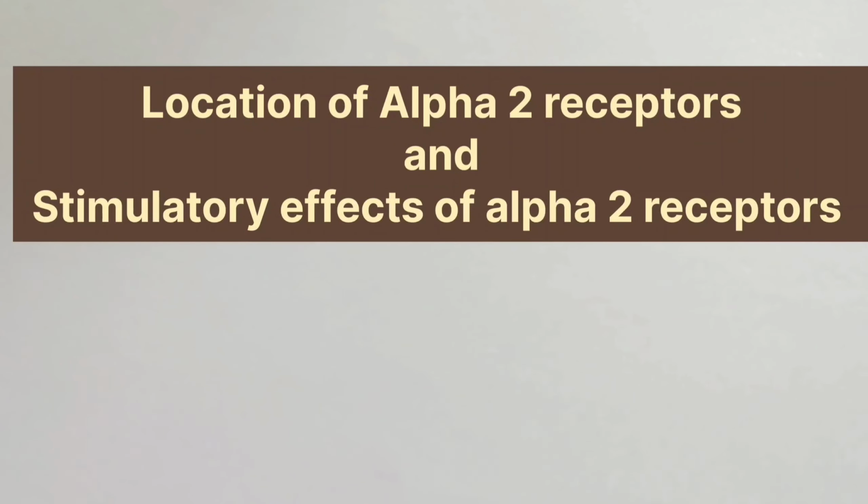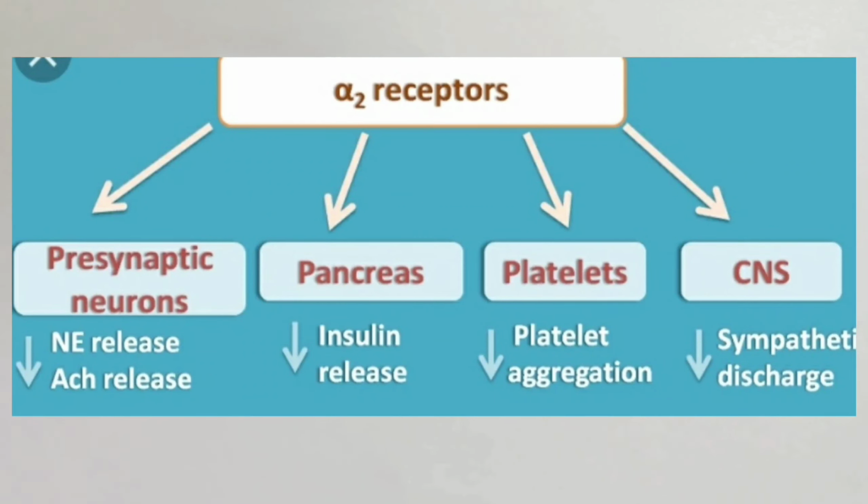Location of alpha 2 receptors and stimulatory effects of alpha 2 receptors. The actions of alpha 2 receptors are mostly inhibitory in nature. Alpha 2 receptors are present in the presynaptic neurons, where they inhibit the release of norepinephrine from the adrenergic neurons and decrease the release of acetylcholine from the cholinergic nerve endings.